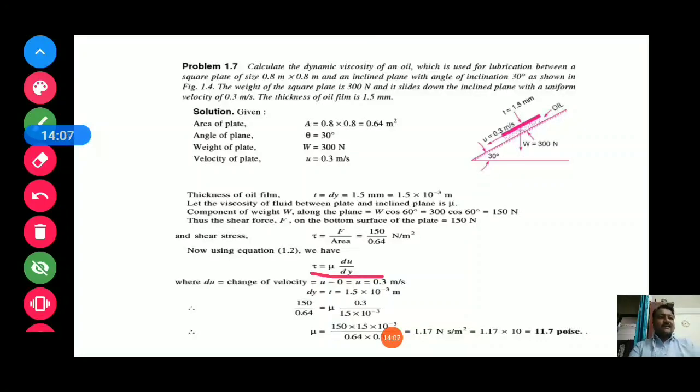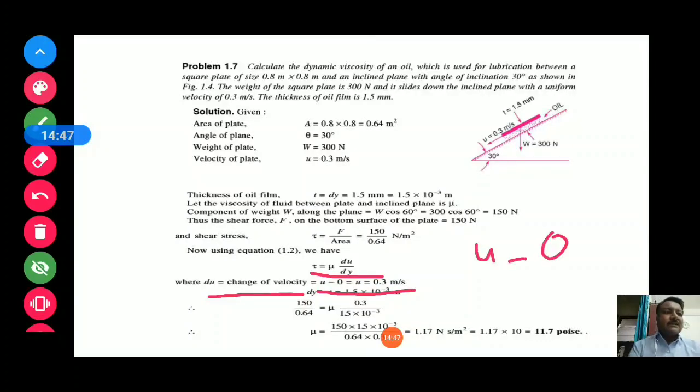So shear stress tau is equal to mu du by dy, where du is the change of velocity. So change of velocity is u minus 0. 0 means this inclined plane is fixed and the plate is moving. So the inclined plane is a fixed plate and the plate over it is moving with a velocity of 0.3 meter per second. So your change in velocity is u minus 0.